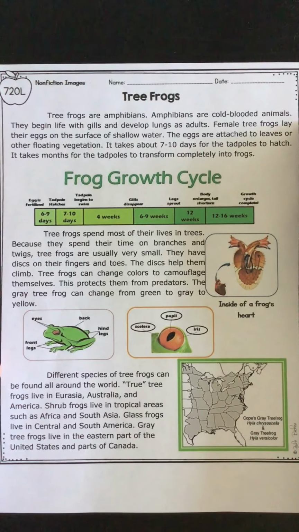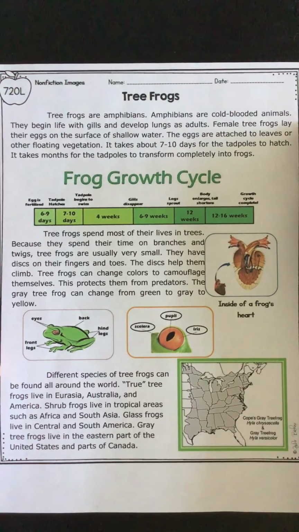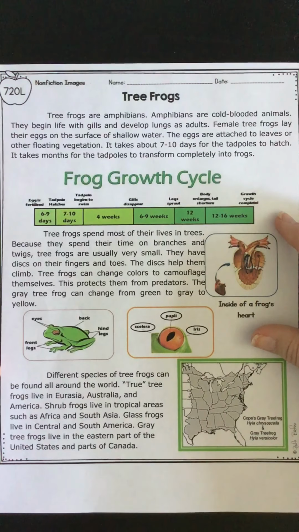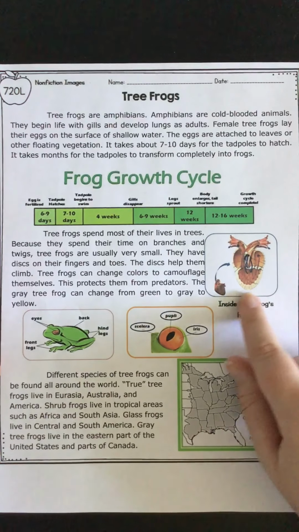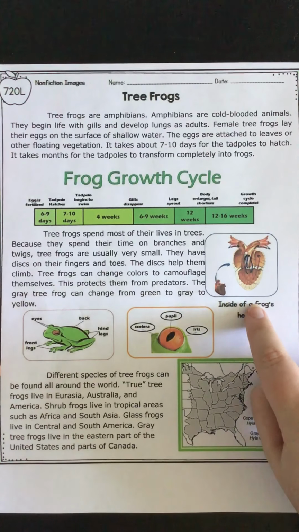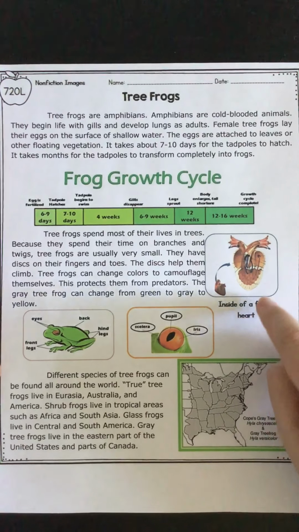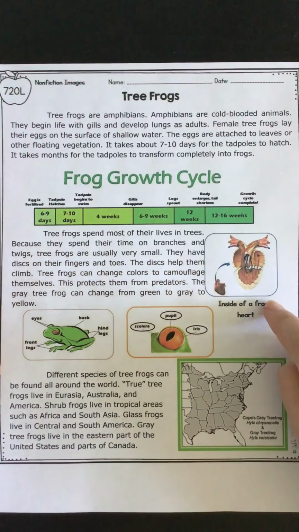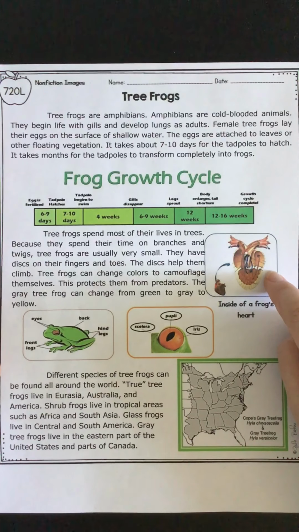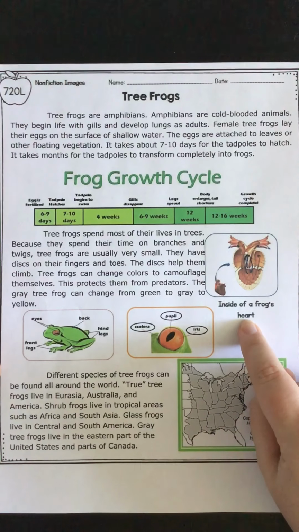But I'm going to start looking at my features of nonfiction text to learn even more. So the first thing I'm going to look at is right over here to the right. And I love starting with this feature of nonfiction text first. This is a caption. Now, we learned that captions describe what is either going on in a diagram, an illustration, or a photograph. So this caption is going to explain what's going on in this illustration up here. So this said, this is the inside of a frog's heart.